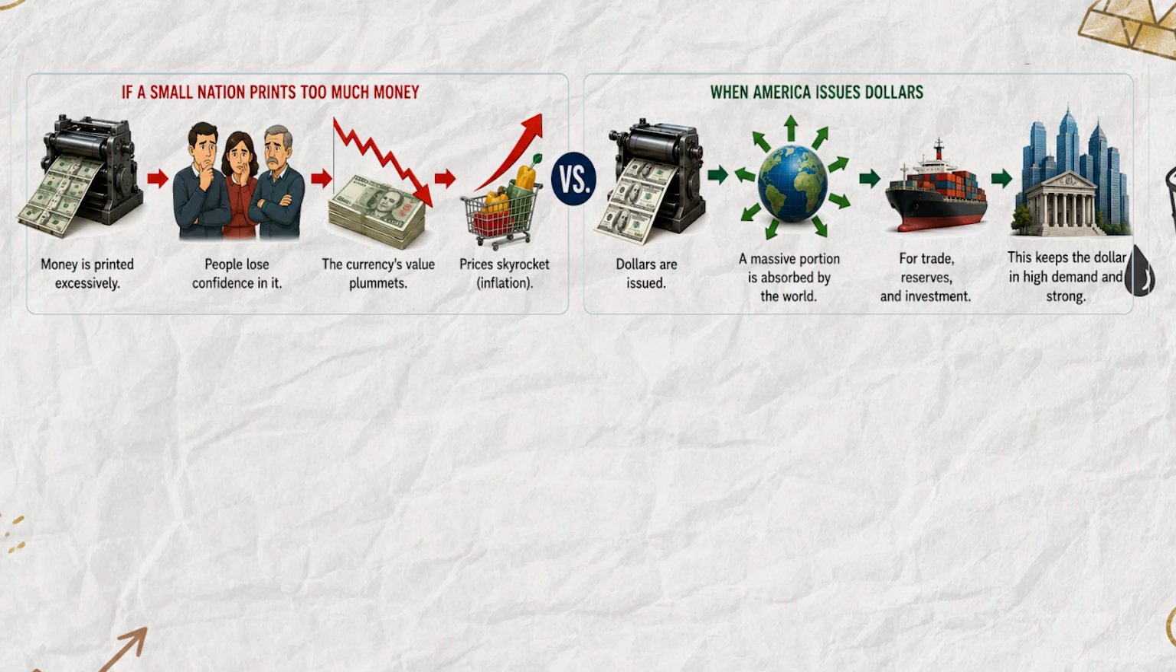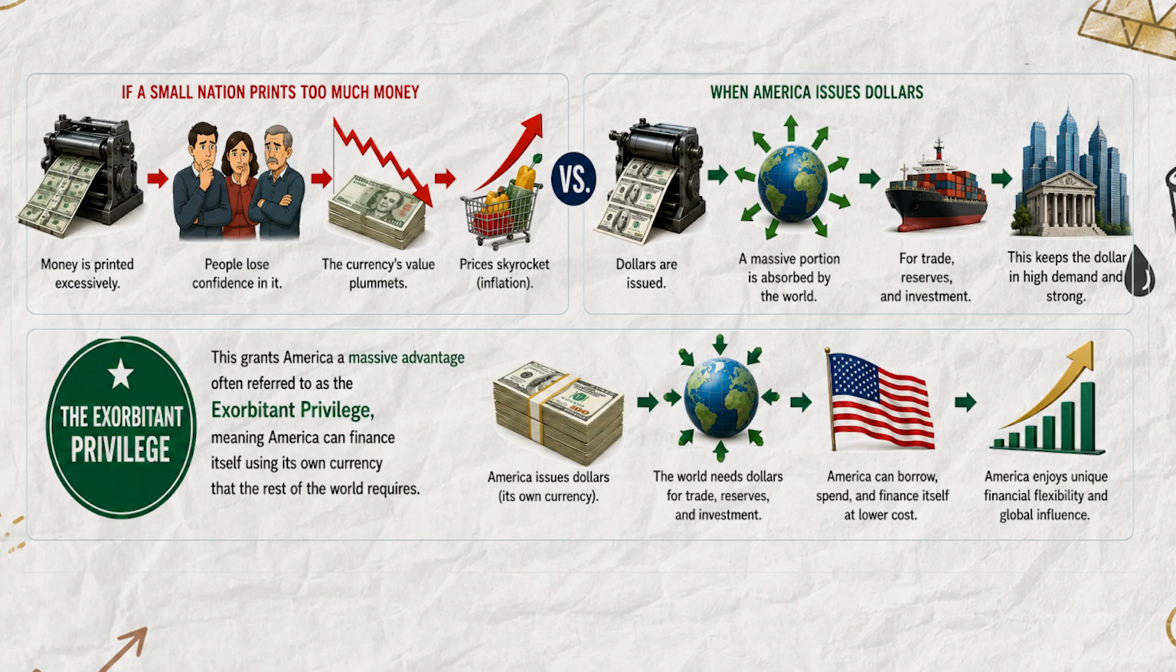When America issues dollars, a massive portion of those dollars is absorbed by the world for trade, reserves, and investment. This grants America a massive advantage, often referred to as the exorbitant privilege, meaning America can finance itself using its own currency that the rest of the world requires.